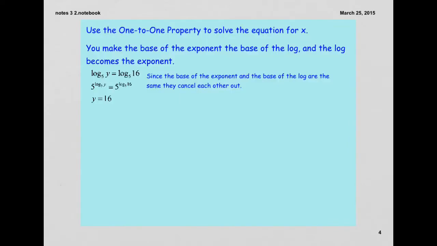Now we want to use the one-to-one property to solve the equation for x. You make the base of the exponent the base of the log, and the log becomes the exponent. Okay, we've got log base 5 of y equals log base 5 of 16. So that means the base of my exponent is going to be 5, and I raise the logs to the exponential. Since the base of the exponent and the base of the log are the same, they cancel each other out. So that gives me y equals 16.